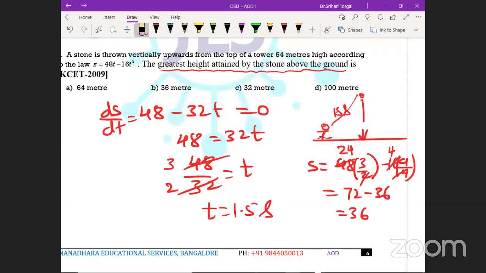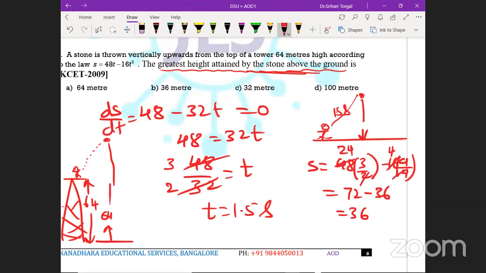A stone is thrown vertically upwards from the top of the tower. Yeah, exactly. This is a tower. He is standing here, and if he throws a stone like this, the greatest height attained by the stone above the ground, and the tower is 64-meter high, and they want the total distance, height attained by the stone above the ground.